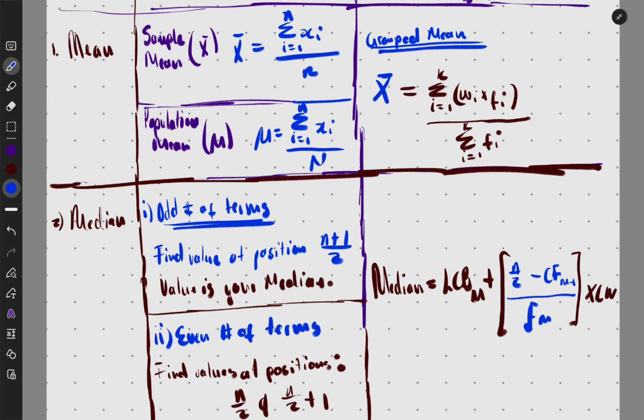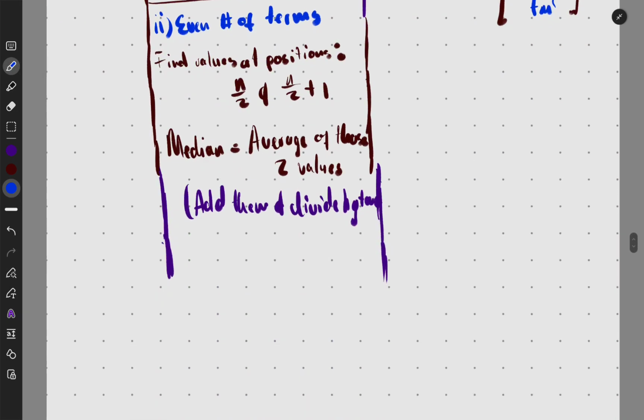You need to be good at putting this formula, because we are going to use it later. It's the lower class boundary plus, don't forget, in your fraction, n over 2 minus the cumulative frequency of m minus 1, divided by the frequency of m. Then you multiply by the class width. This is going to be your final solution, and this gives you your median. When you calculate, remember to start with multiplication, then do the addition later. This is how you get the median, and you'd be done.